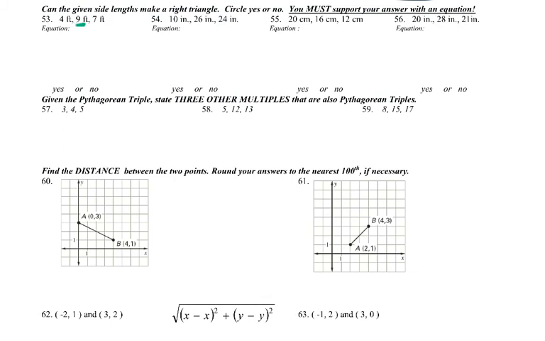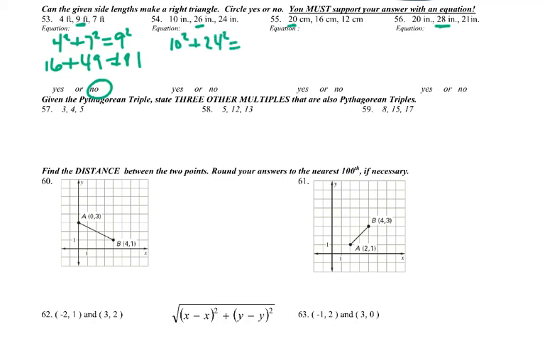Could the given sides be sides of a right triangle? Make sure that you have the C as the biggest. The C is the biggest. So does 4 squared plus 7 squared equal 9 squared? And you have to show the work here. Does 16 plus 49 equal 81? No. But 10 squared plus 24 squared, we know that works out. This is 576, and that does equal 676.